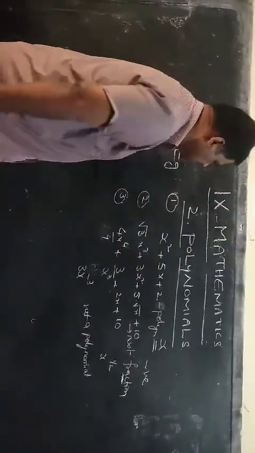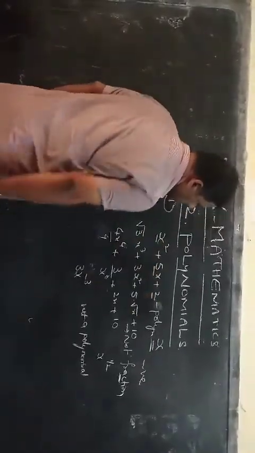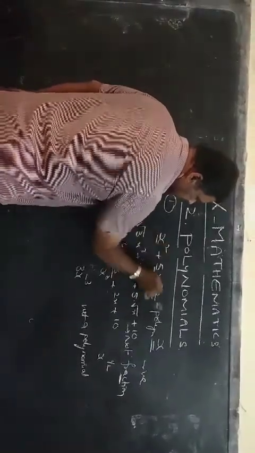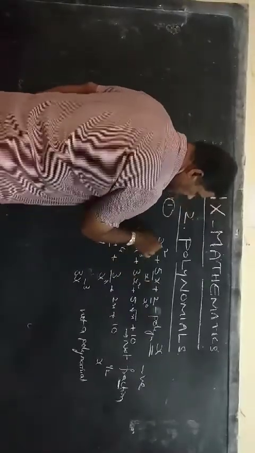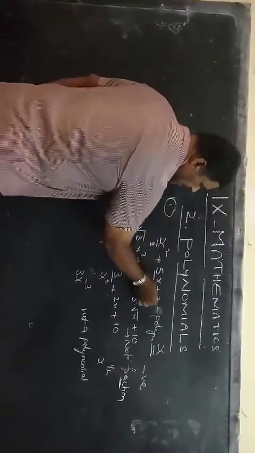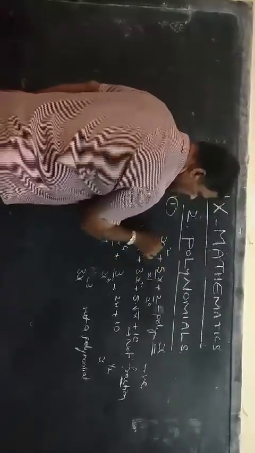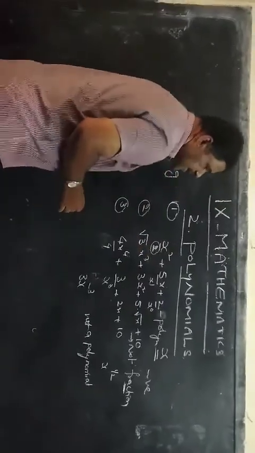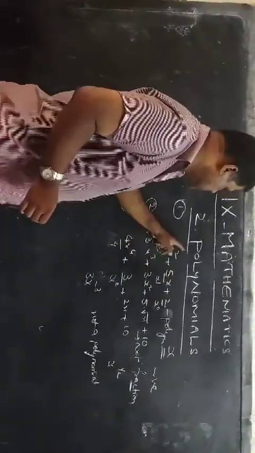So if the x power is a negative number or a fraction, then that expression is not a polynomial. The highest power of the polynomial is known as the degree of the polynomial. Here three terms are there. Here x power is 0, here x power is 1, here x power is 2. The highest power of the variable is 2, so 2 is known as the degree of the polynomial. Here degree is 2 because the highest power of x is 2.